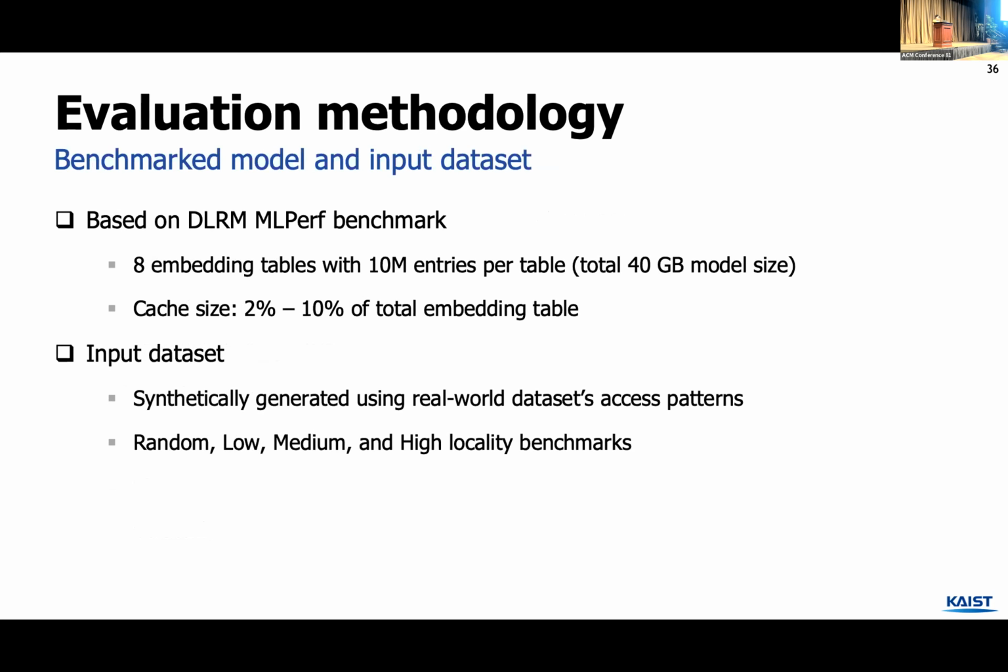For the benchmark models, we followed the configurations of the MLPerf benchmark, since the performance of the cache system is significantly affected by the input access patterns. We evaluate four different input access patterns: one random access, and three other access patterns generated using real-world datasets.